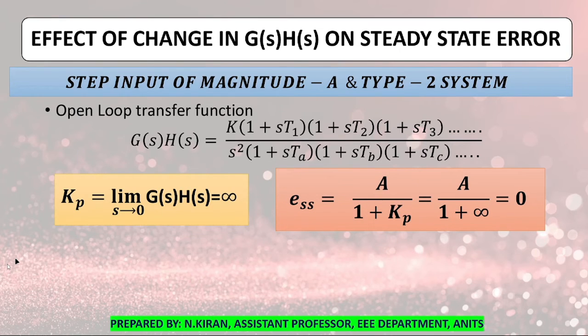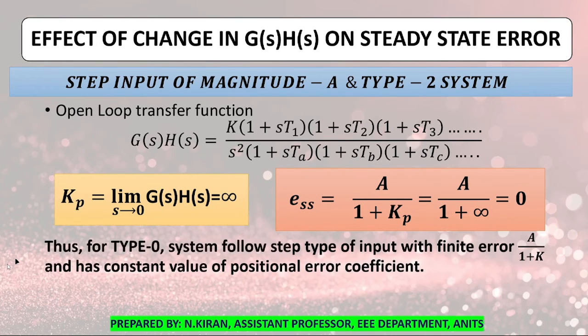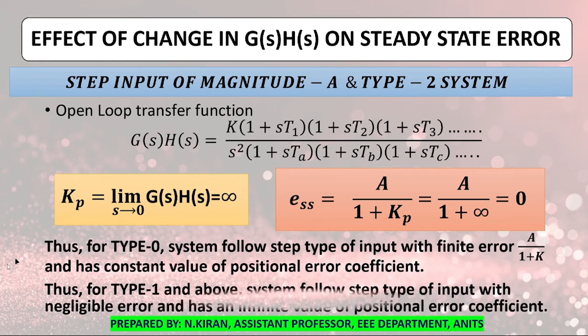So we can conclude that if it is a type 0 system for a step input of magnitude A, we are getting an error of A by 1 plus K, that is a constant or finite error, and the value of the positional error coefficient is constant. And for type 1 system and above, as you have seen, for step input of magnitude A, the steady state error is 0 and the position error coefficient value is infinity.